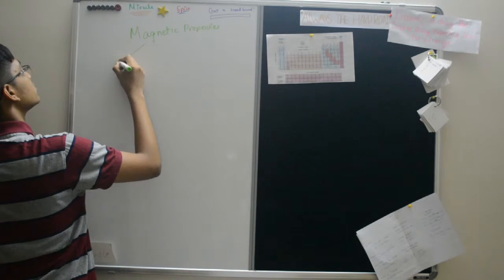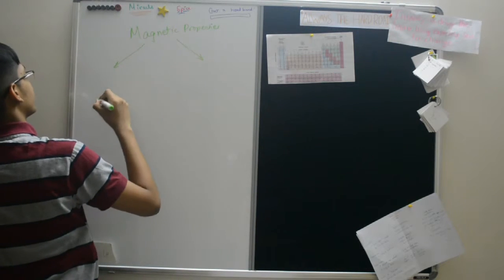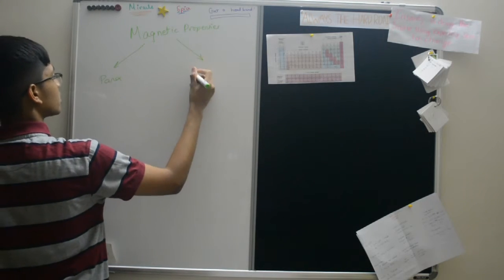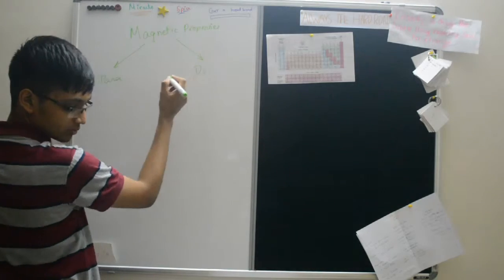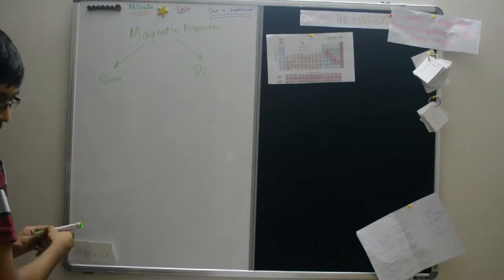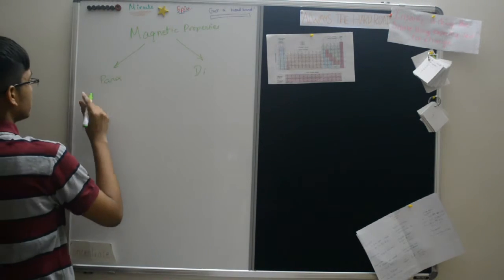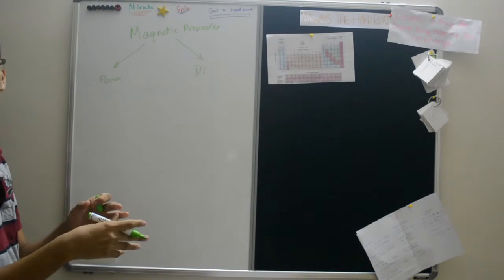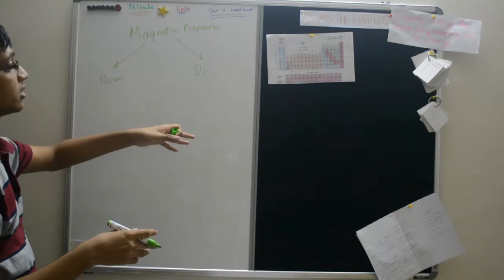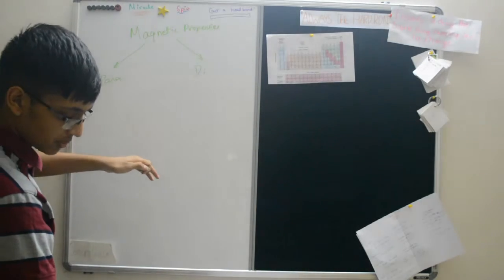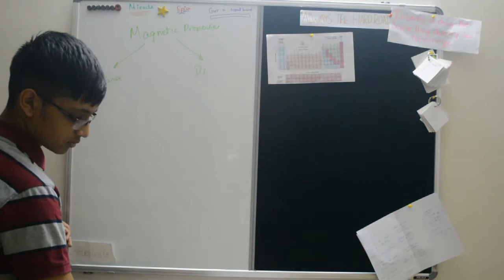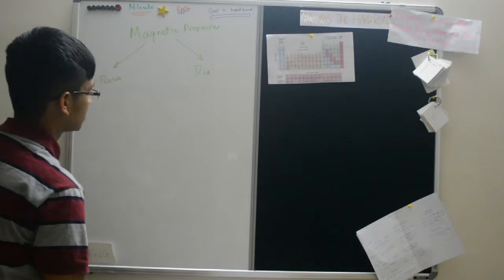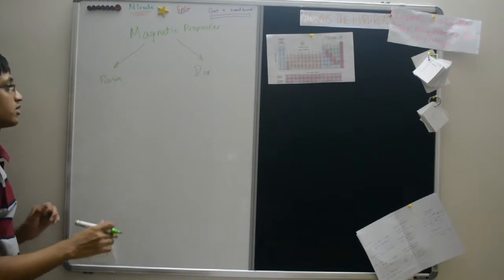Now magnetic properties are divided into two types: first is paramagnetic and second is diamagnetic. Paramagnetic substances are attracted, and diamagnetic substances are not attracted. Paramagnetic, of course, like I told, is attraction.